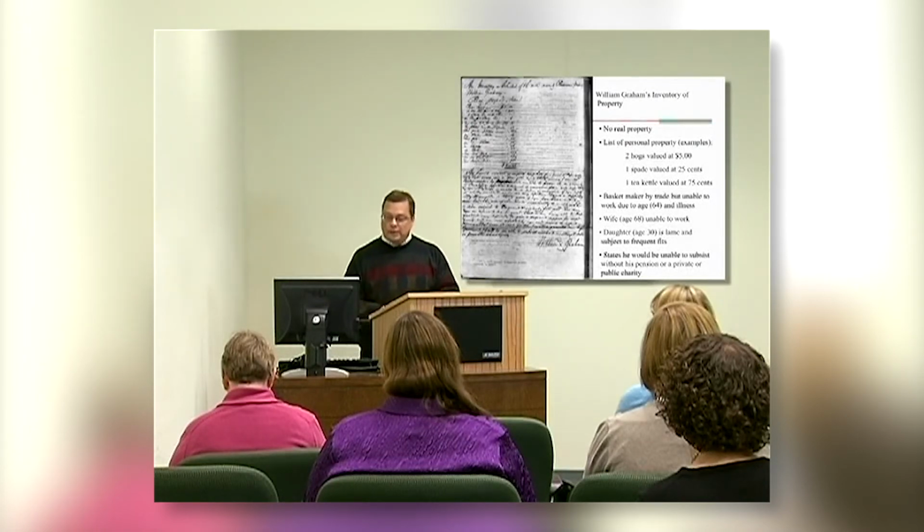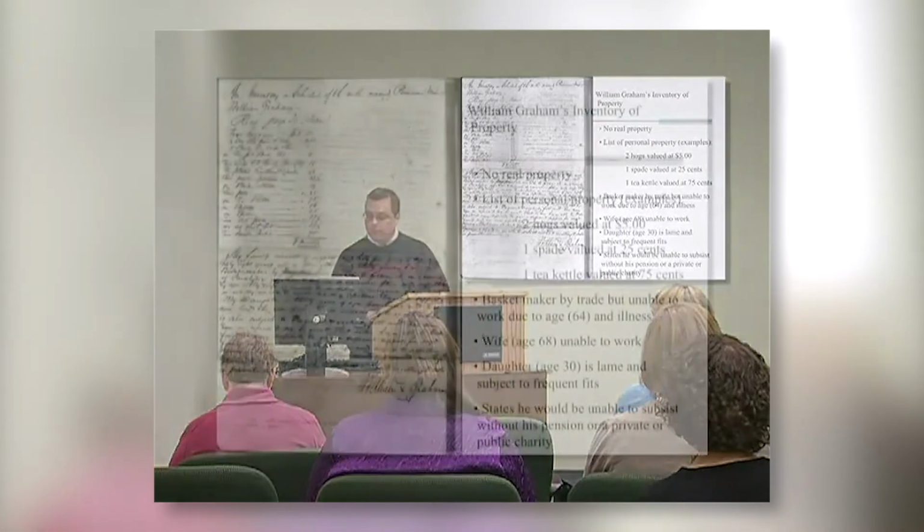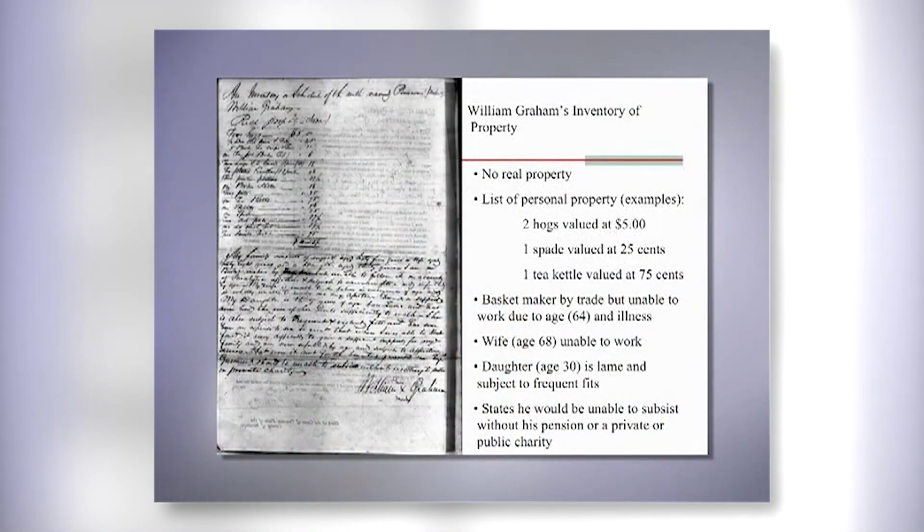William Graham, at this time that he applied for a pension, also had to prove that he was destitute and he needed these benefits. So he provided an inventory of his property, which actually turns out to be pretty meager. He shows no real property that he owns, and his list of personal property is pretty poor. Among other things that he lists includes 2 hogs valued at $5, 1 spade valued at 25 cents, a tea kettle valued at 75 cents, and so forth.